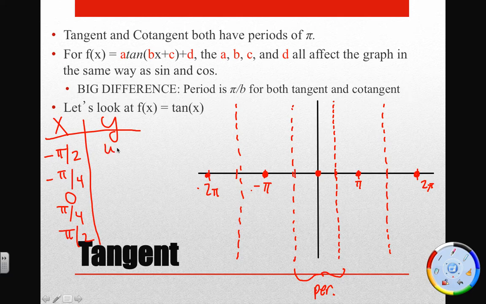At negative pi halves we get undefined. At pi halves we get undefined. At 0 we get 0. At negative pi fourths we get negative 1, and at positive pi fourths we get positive 1. Well, that helps, because now the little dashes I'm putting in here are the quarters, the pi fourths. That means I need a 1 and a negative 1.